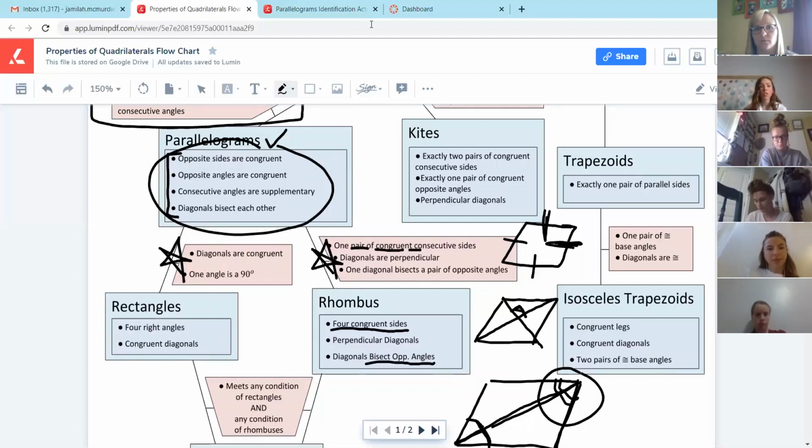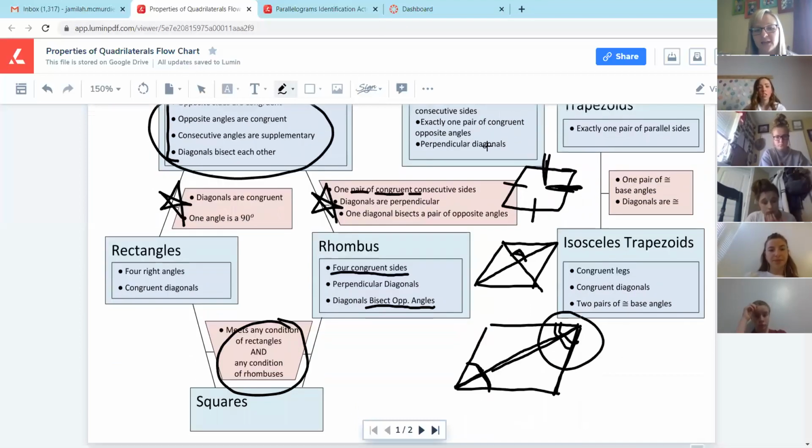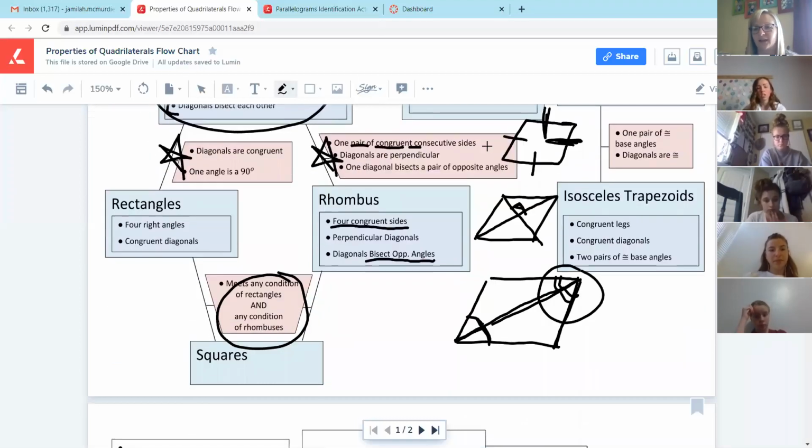Anybody know? Then is it a square? Yeah. If it's both of these, that's what it says right down here. If it meets any condition of a rectangle and any condition of a rhombus, when a rectangle and a rhombus make a baby, it's a square. Okay, when you have the traits of a rectangle and the traits of a rhombus, you're a square. Don't be square.